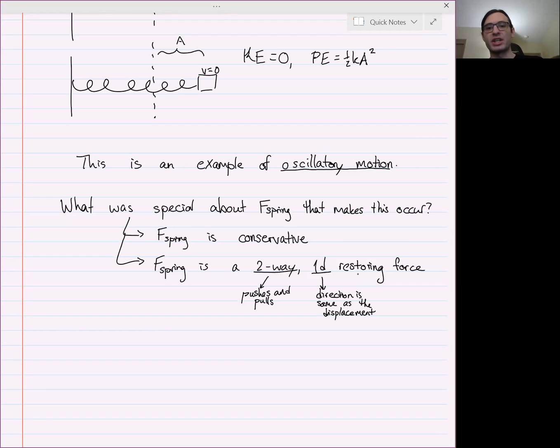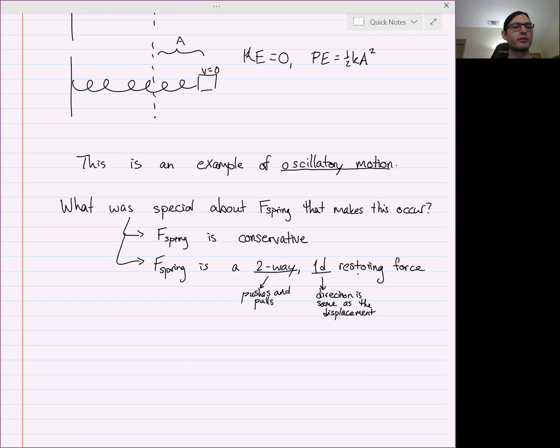Now, it didn't have to be the case that it had to be like kx, or that the force is negative kx. It could have been negative kx cubed for all we know. You would just as well get a two-way one-dimensional restoring force that's conservative, and you would still get oscillatory motion. It would just be more complicated.